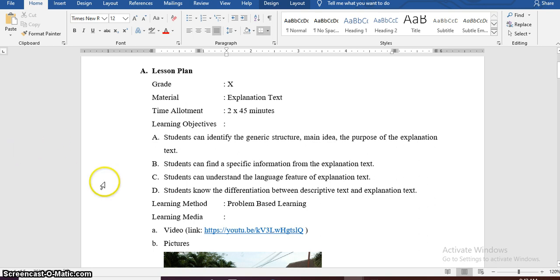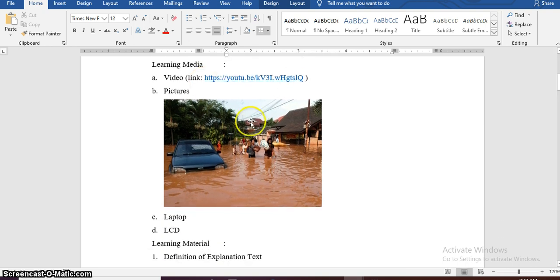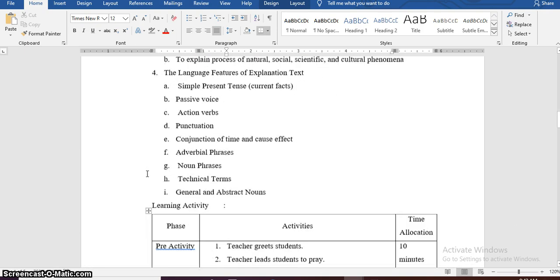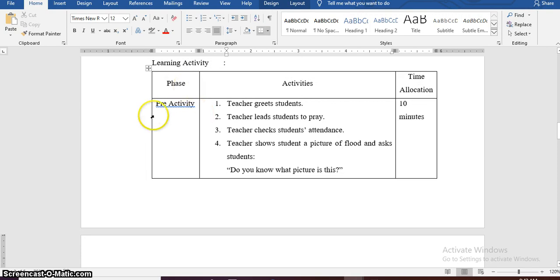The learning media that the teacher needs to use is a video, this is the link of the video, pictures, laptop, and LCD. And then we move to the learning activities. The first learning activity is the pre-activity.